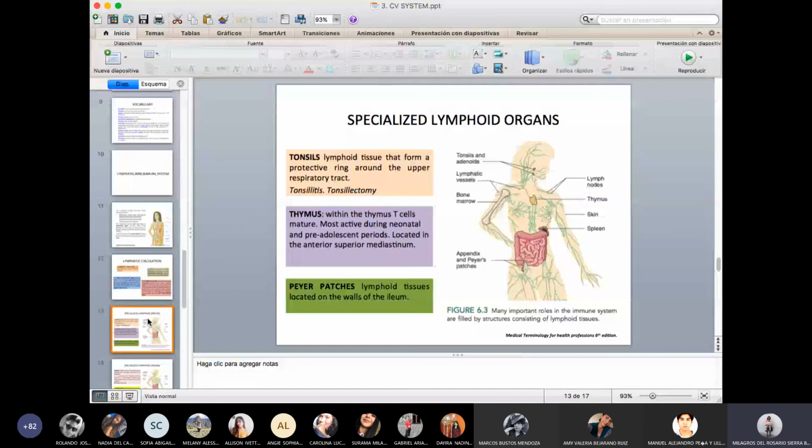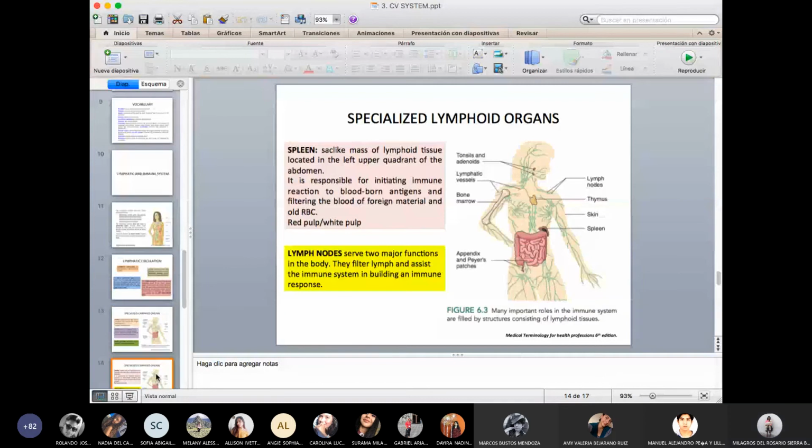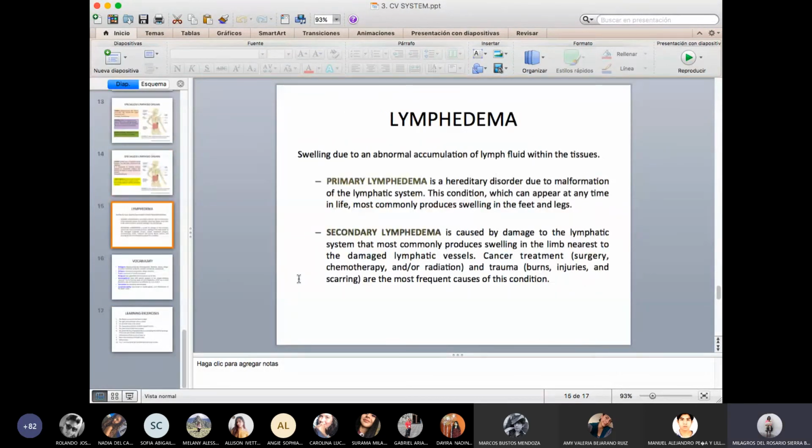Then you have the specialized lymph organs, the tonsils, the thymus, and the Peyer's patches that are located in the small intestine, basically in the ileum. You have the spleen and the lymph nodes that we already talked about.